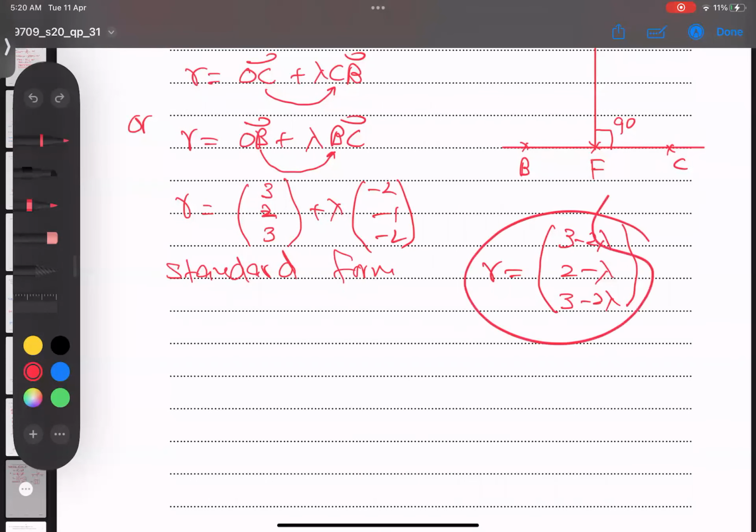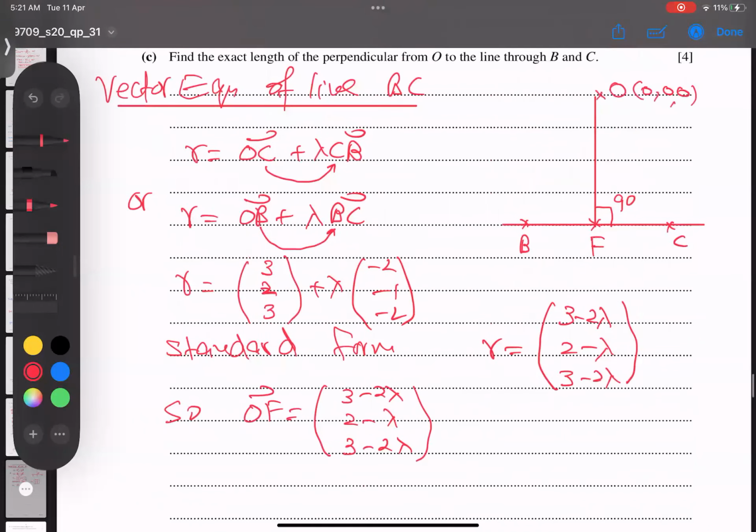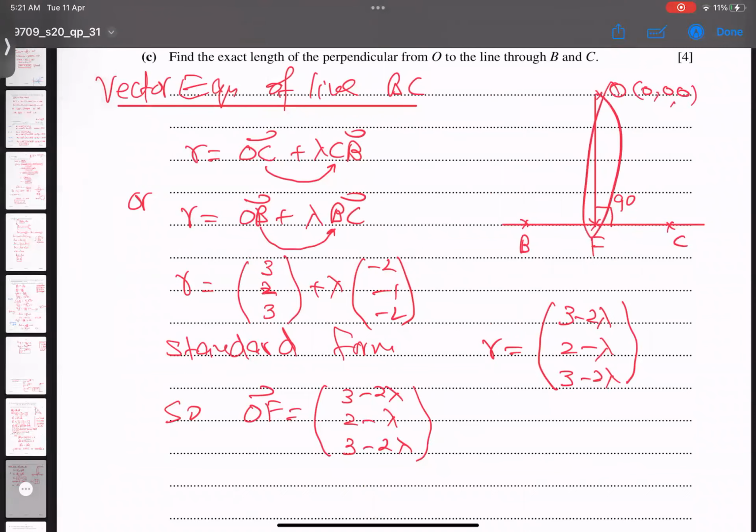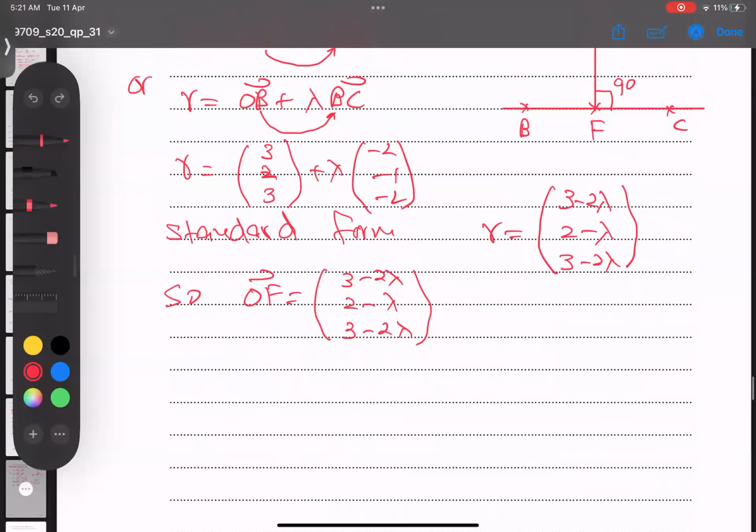This is expressing the coordinates of OF, of F point, or a vector form. Anyway, and what is the story now? Because it is 90 degrees at this particular point, it means the OF vector and the line direction have dot product equal to 0. So I can say that OF dot line direction, and what is line direction?